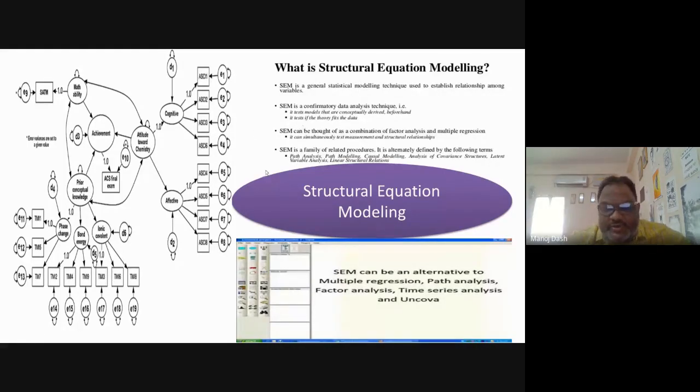Now, this is called SEM. This is called the AMOS package, where this is the AMOS window. We will solve it in this.